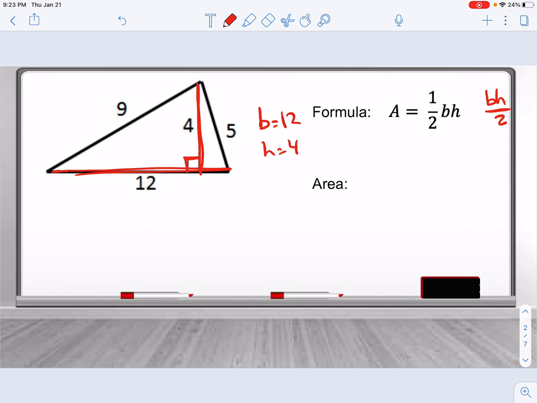Okay, so I need to plug it in. 12 times 4 and divide that by 2. So 12 times 4 is 48. And then 48 divided by 2 gets 24. So our area would be 24.